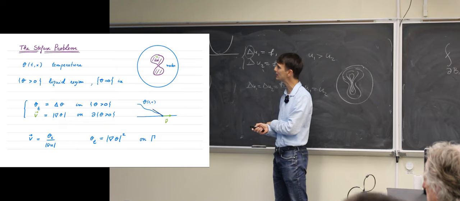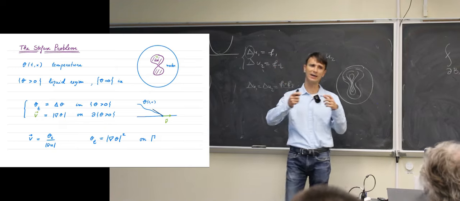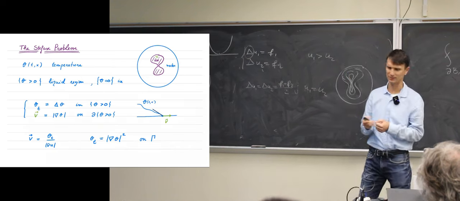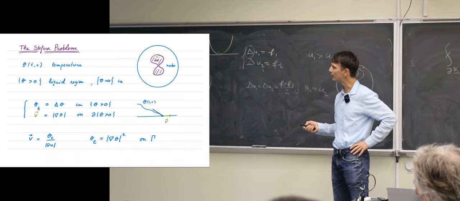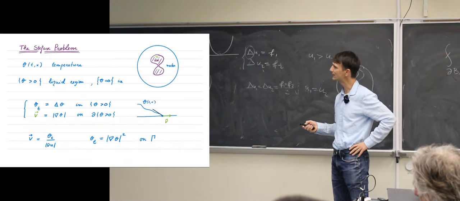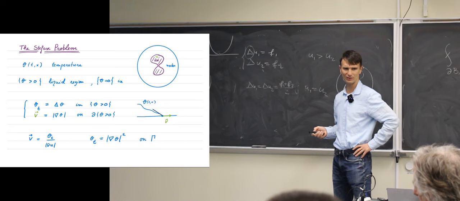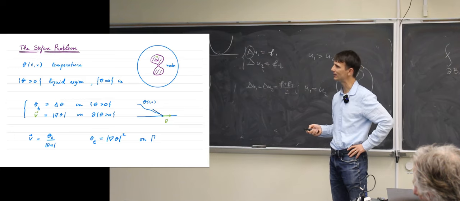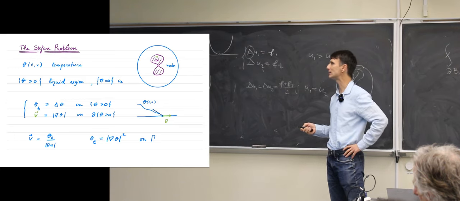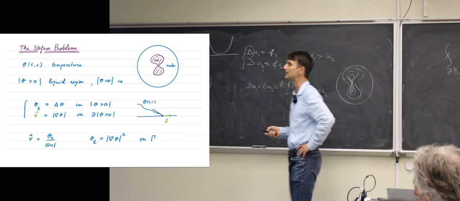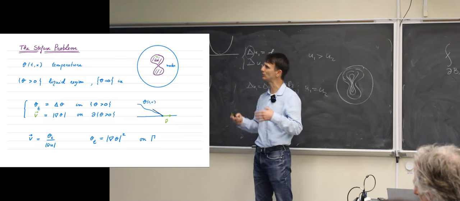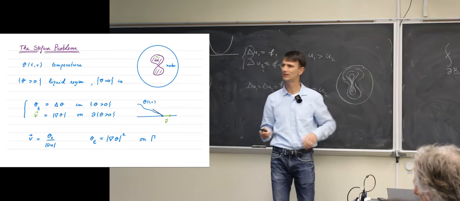The Stefan problem describes how ice melts in a liquid. So you can think you have water and here ice, and theta of (t,x) represents the temperature at point x and time t. When theta is positive, that's the water region, where theta is equal to zero is the ice region. So the water is going to melt the ice.